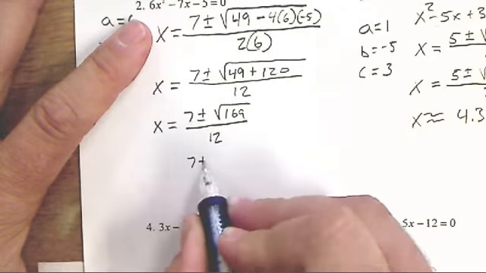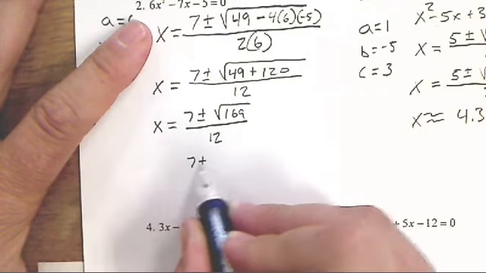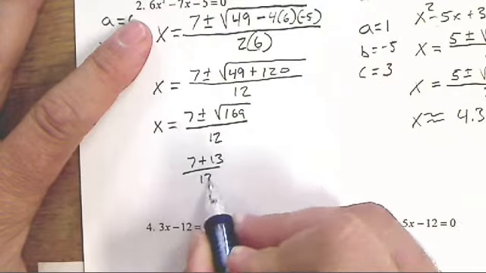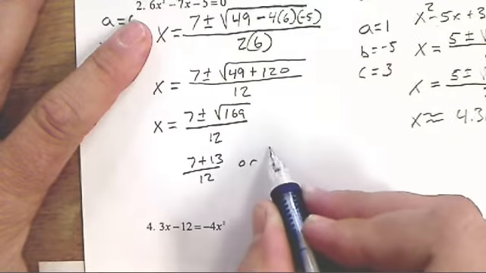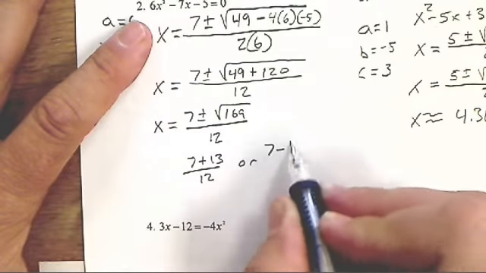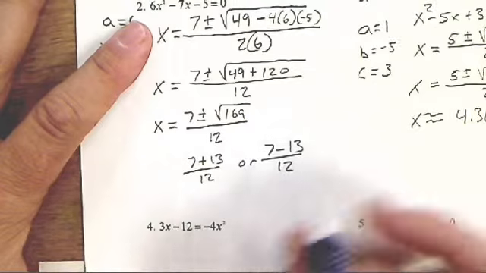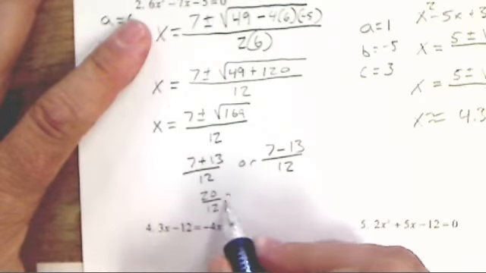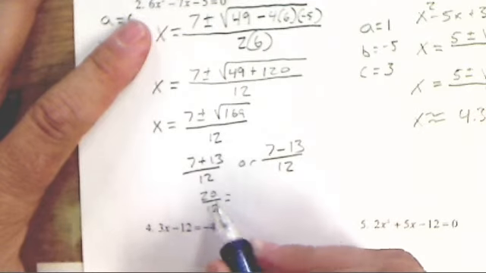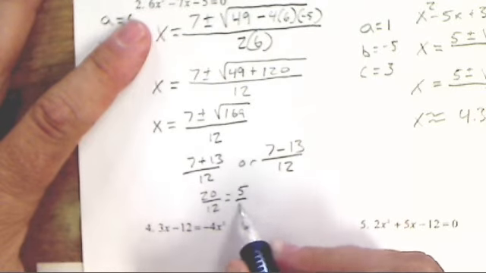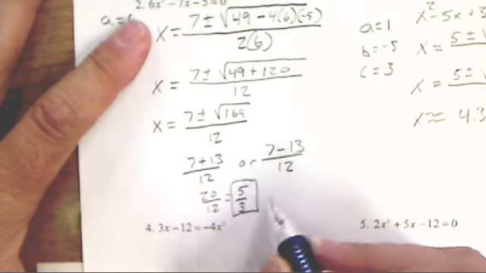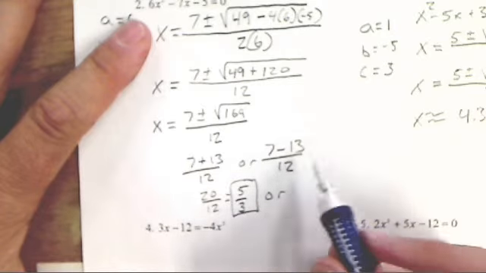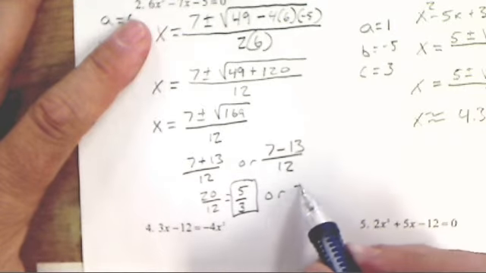We're just going to leave it as an exact answer. So I have 7 plus 13 over 12, or I have 7 minus 13 over 12. 20 over 12, that could be reduced to divide that by 4, divide that by 4. There's one of my answers. Or negative 6 over 12 is negative 1/2.